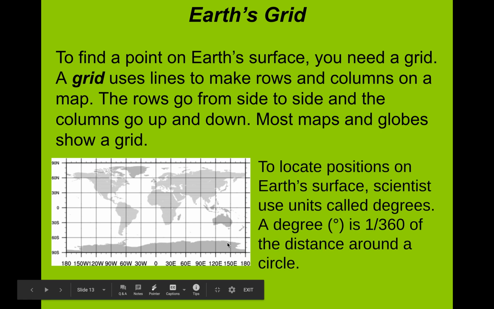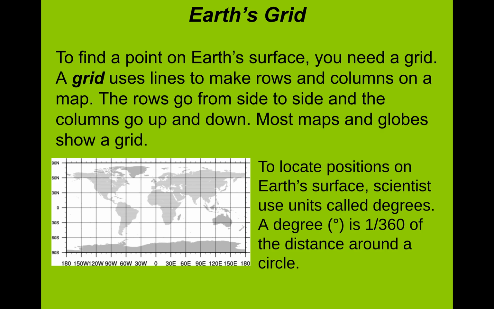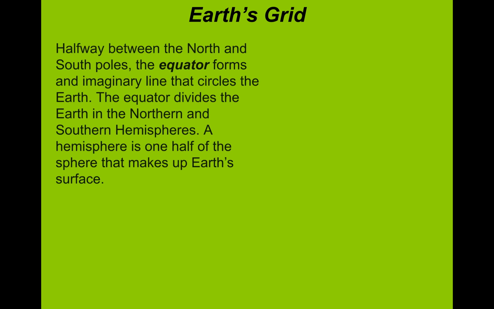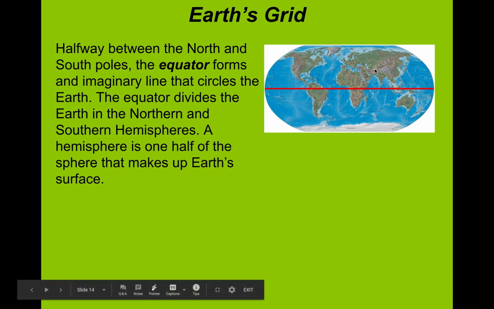To locate positions on Earth's surface, scientists use units called degrees. A degree is 1/360th of the distance around a circle. Halfway between the North and South poles, the equator forms an imaginary line that circles the Earth. The equator divides the Earth into the northern and southern hemispheres. A hemisphere is 1/2 of the sphere that makes up Earth's surface. So here we have the top hemisphere, the bottom hemisphere, and here this red line is the equator.